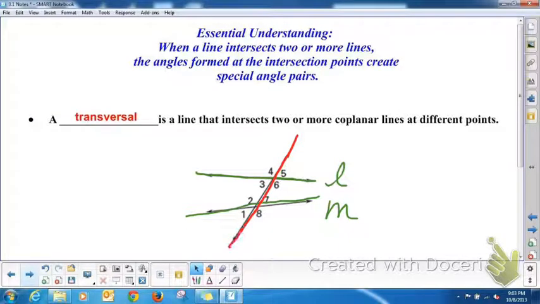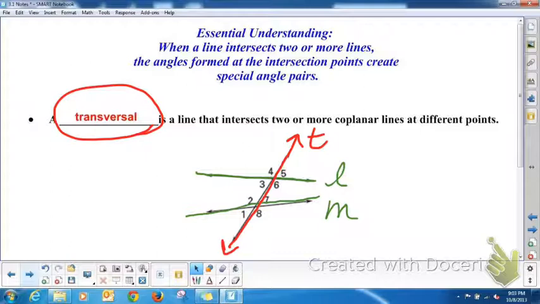We'll call it T. A transversal, line T here, is a line that intersects two or more coplanar lines at different points. So in our diagram, line T is the transversal for line L and line M. When a line intersects two or more coplanar lines, it creates 8 angles.